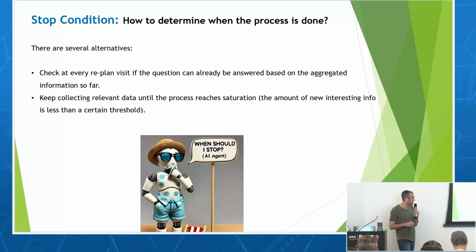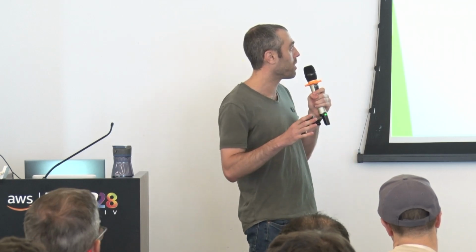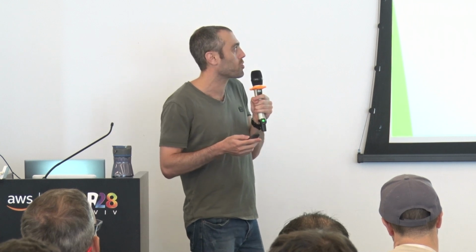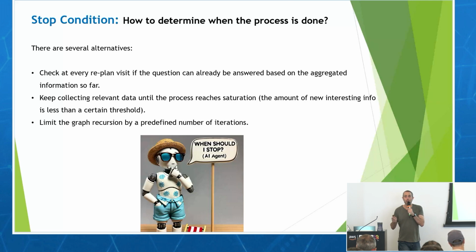Another method is to keep collecting relevant data until the process reaches some kind of saturation, which means that the amount of new interesting information is less than some threshold. And lastly, we can limit the graph recursion by some predefined number of iterations. Let's say after 100 visits in different nodes, we can say, all right, we cannot deduce the answer from the data, and let's finish here.